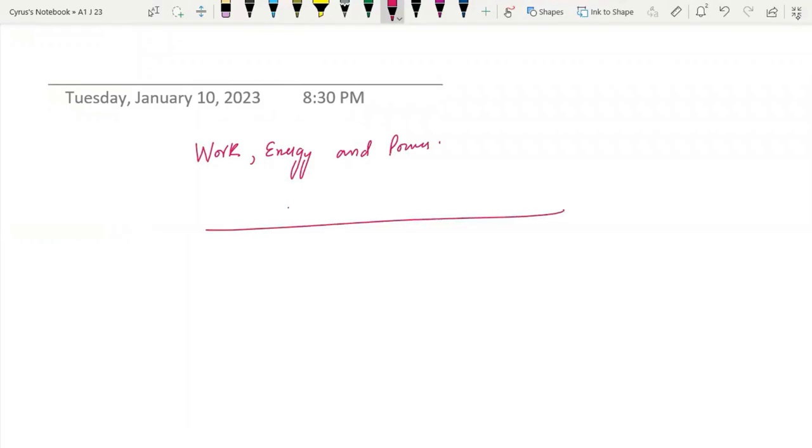I have here an object. And what I do is I apply a force on this object. I give it a push. And what's going to happen is that it will cover a certain displacement that we'll call delta S.